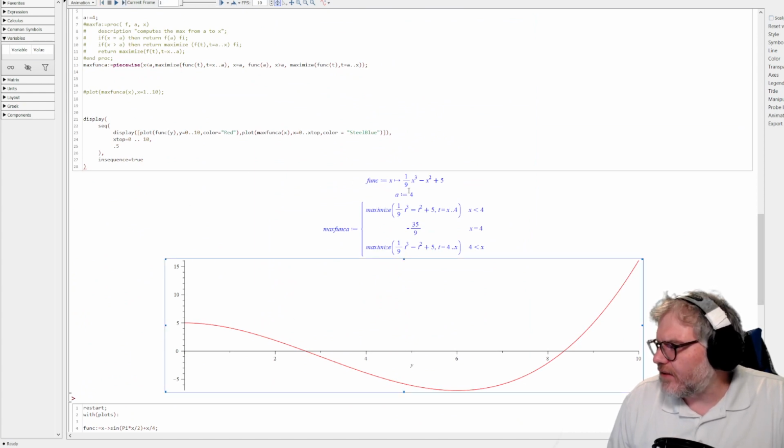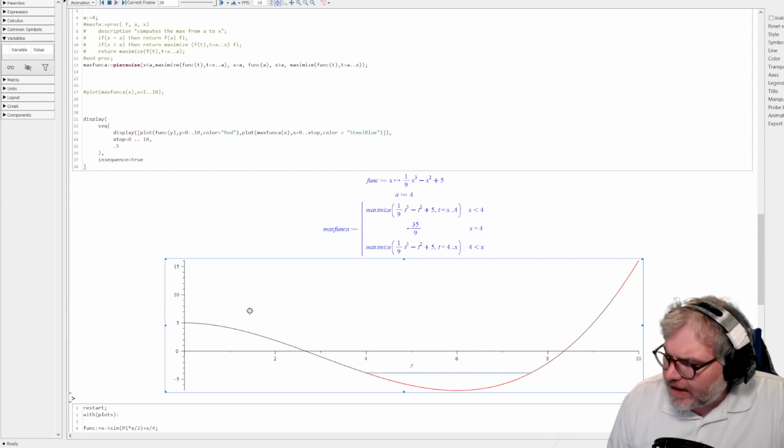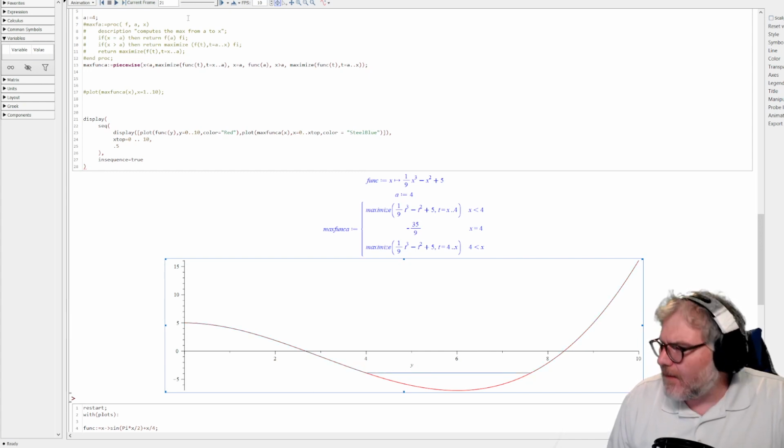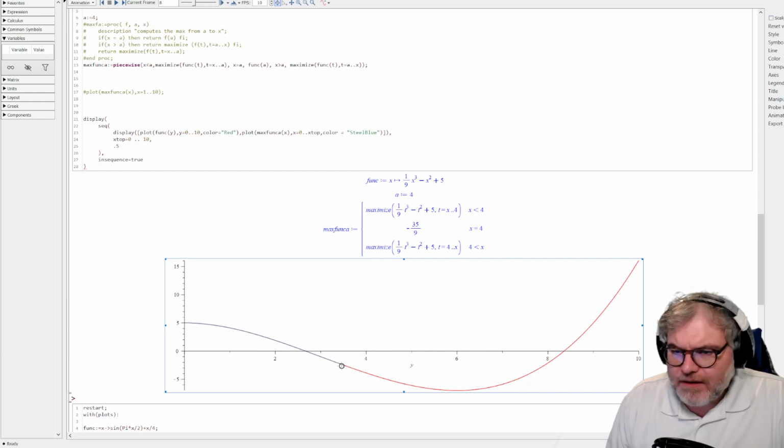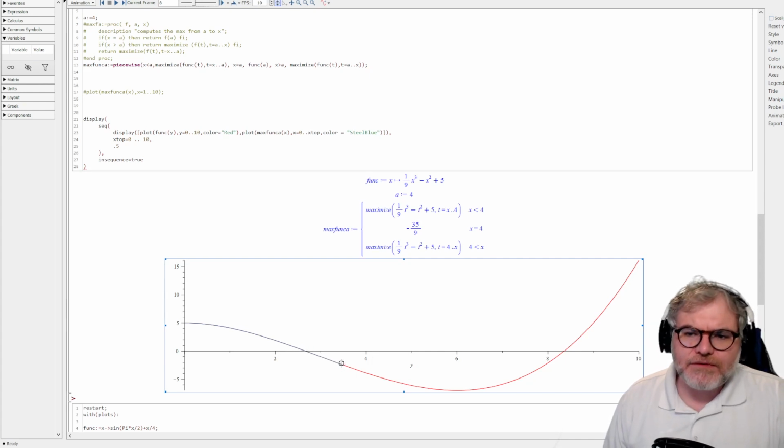Now what I'm going to do is make the base point 4, and I'm going to show you the exact same thing again. Here the max between 3 and 4 is whatever f of 3 was. But if I advance it a little bit further, the max from 3.5 to 4 is whatever f of 3.5 was. So that becomes my max.